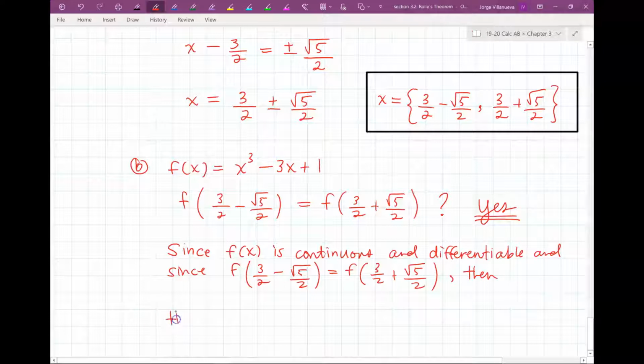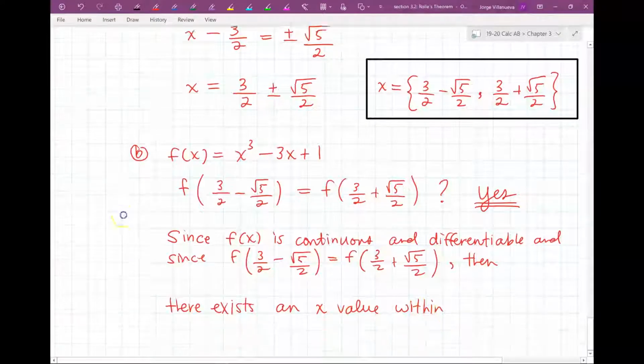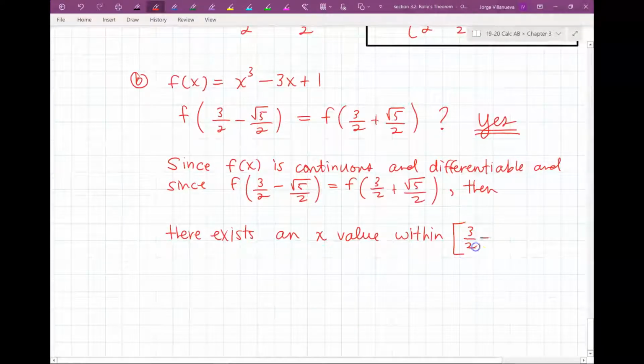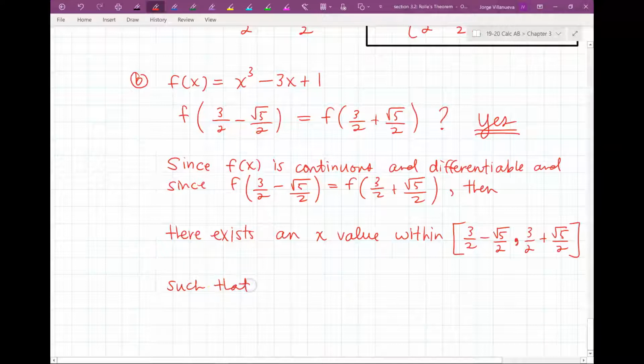then there exists an x value within, this is going to look kind of weird, but here we go. Here's my interval. Within that interval, such that f prime of x equals 0. So I'm done with this problem. Notice I didn't actually have to solve for anything. Now I am going to do that just to prove a point, but this problem just said show us that this is true. Well, there it is.